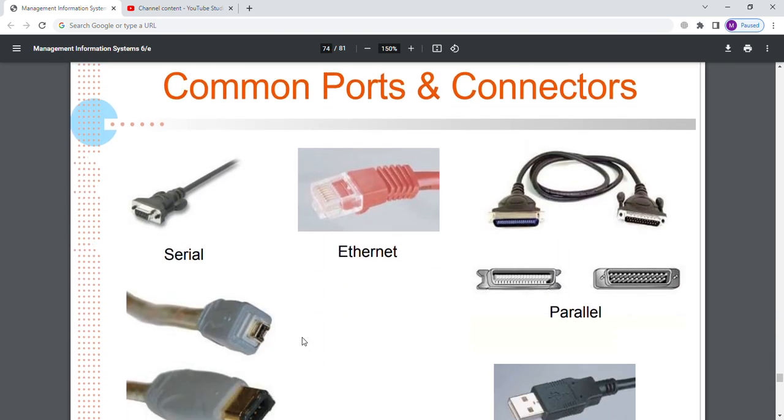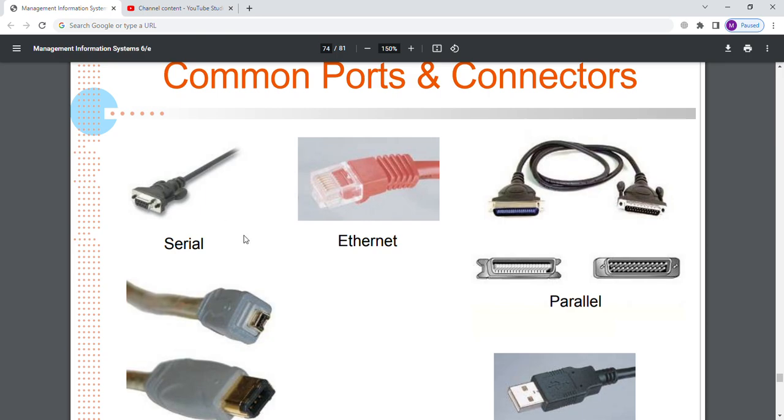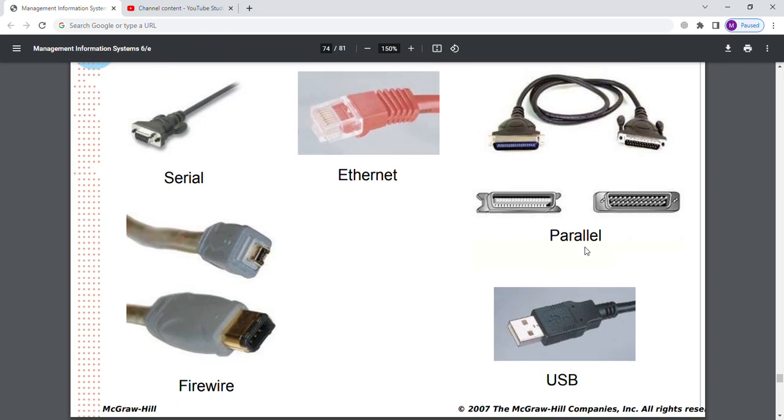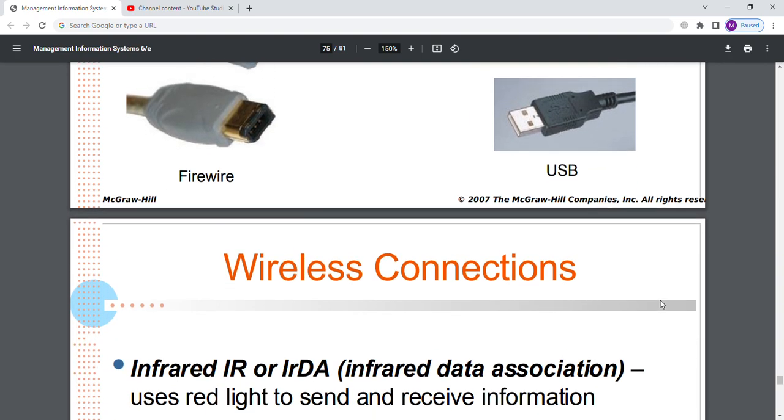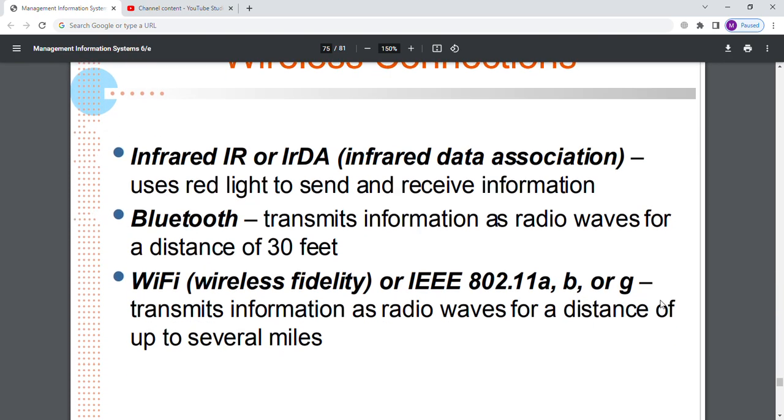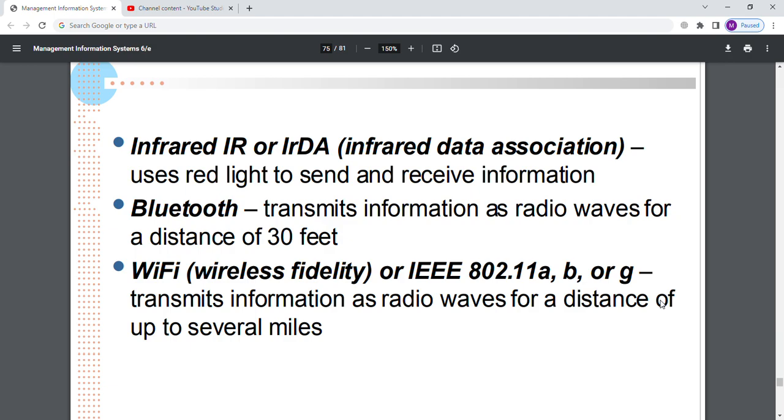Common ports and connections. These are the common ports: serial port, Ethernet port, parallel port, FireWire port, USB port. Wireless connections. Infrared, or IR or IrDA, uses a red light to send and receive information. Bluetooth transmits information as radio waves for a distance of 30 feet. Wi-Fi transmits information as radio waves for a distance of up to several miles.